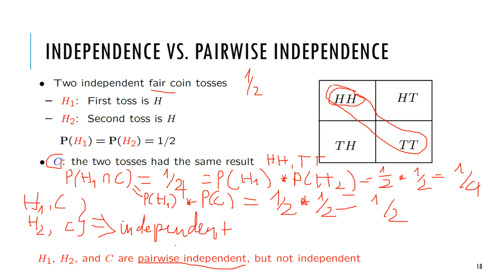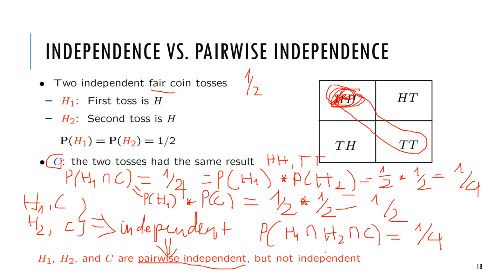Or better said, that is pairwise independence, but is it three-event independence? So let's consider the probability of the first tops A has, second A has, and C. It means that there is only one event here, so it's 1/4.